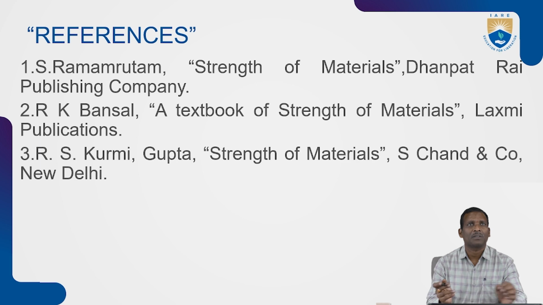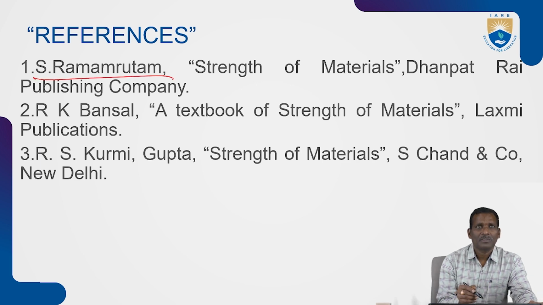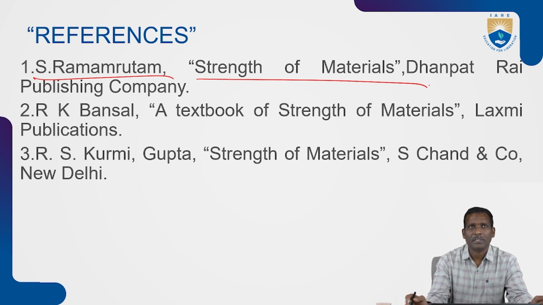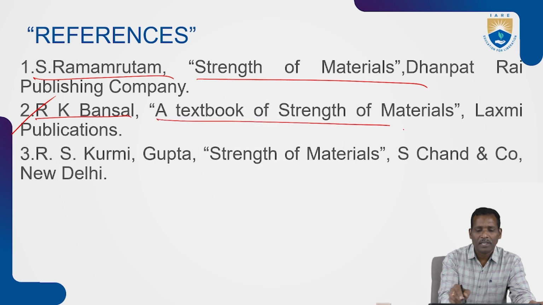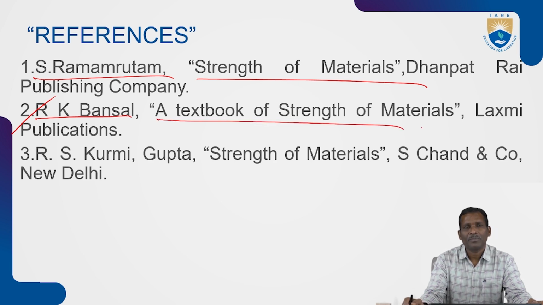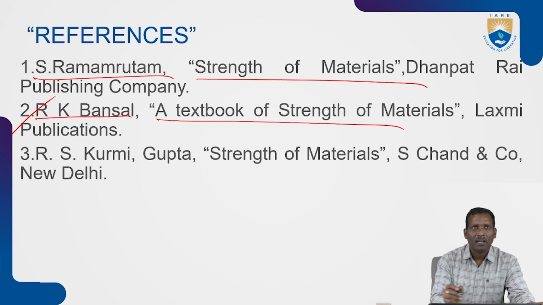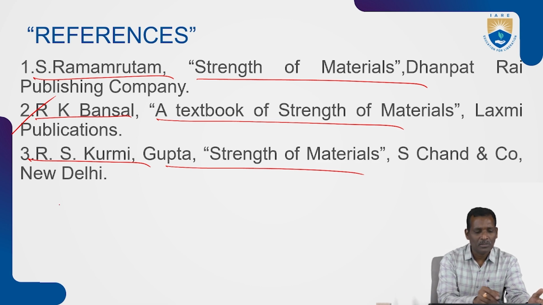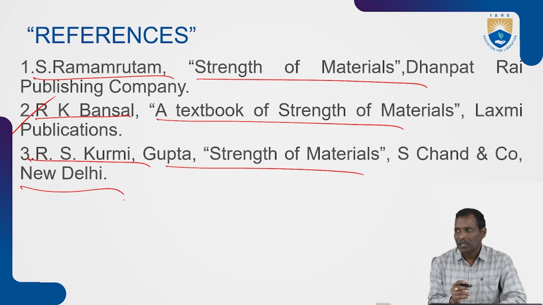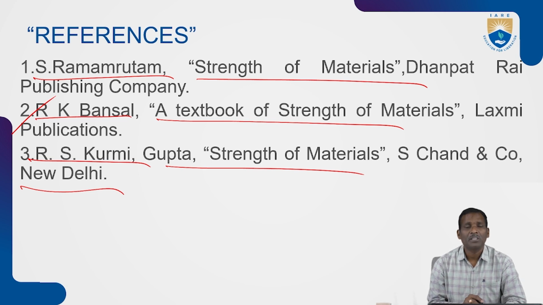So these are the references I have taken. Ramamrutham, the title of the book is Strength of Materials, the publisher is Dhanpat Rai Publishing Company. R.K. Bansal, the title of the book is Textbook of Strength of Materials, Lakshmi Publications. R.S. Khurmi and Gupta, the title of the book is Strength of Materials, and the publishers are S. Chand and Co., New Delhi. So these are the references I have taken for this PPT. Take any one reference for more clarification.